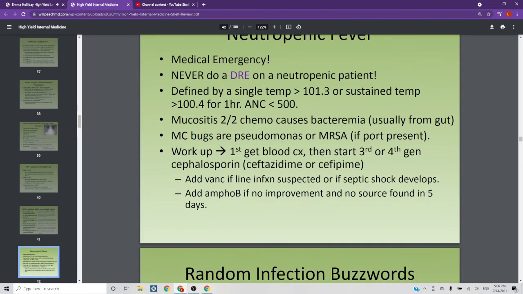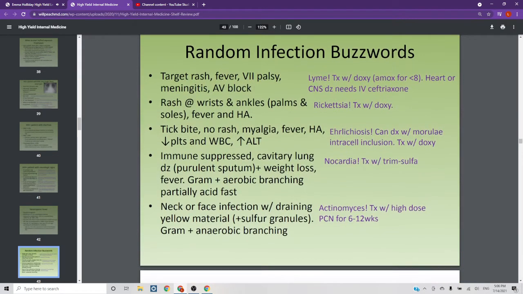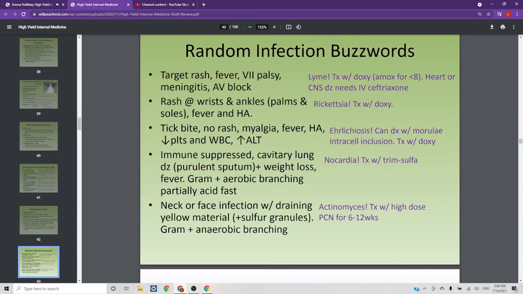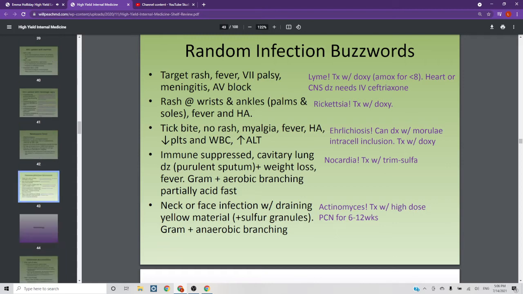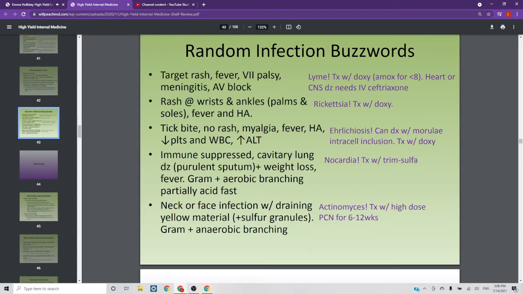So other random infections, what gives you a targetoid rash, fever, cranial nerve 7 palsy, meningitis, AV block? Lyme disease, it can do anything. What do we treat it with? What if I'm a 6-year-old kid? They can't have doxy, amoxicillin. Good. That's kind of a dirty question. That's more of a peds thing, but it could be on there.